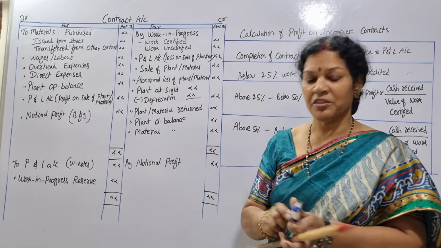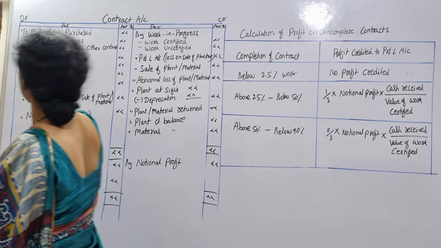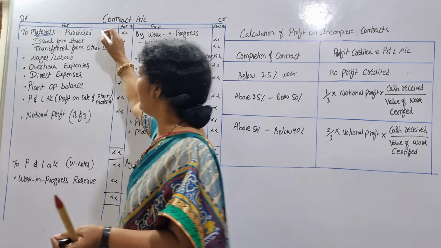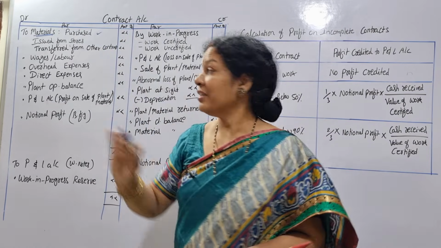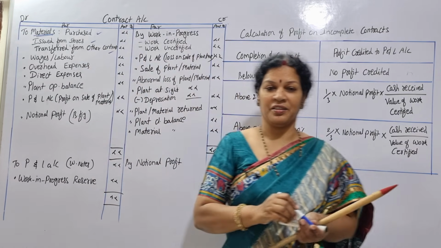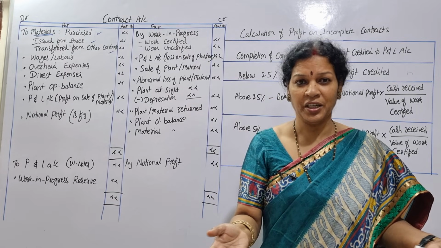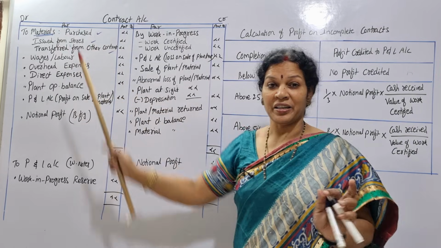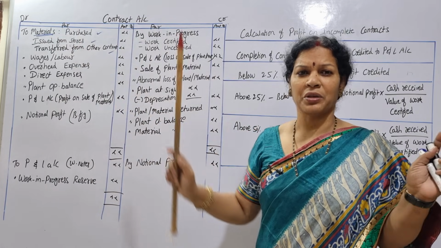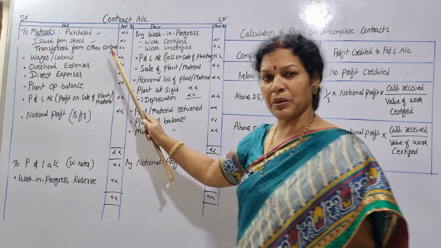First item you'll write here is material, purchasing of material. This material we can say in three forms. One is purchased material, another is issued from stores, and the third is transferred from other contract, from another contract to this contract. Anyway, it is just like purchasing, right? So in three ways we'll write the material. You may get any one of these. Remember it: material purchased, issued from stores, or transferred from other contract.